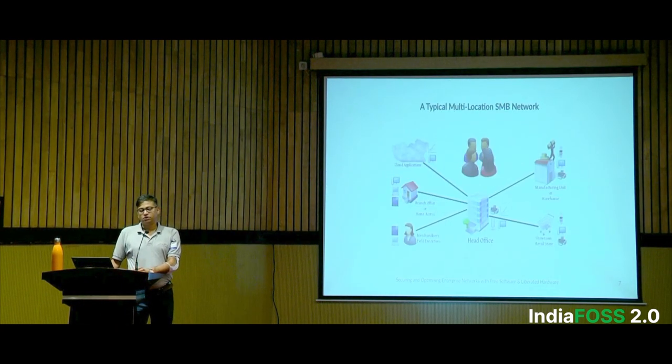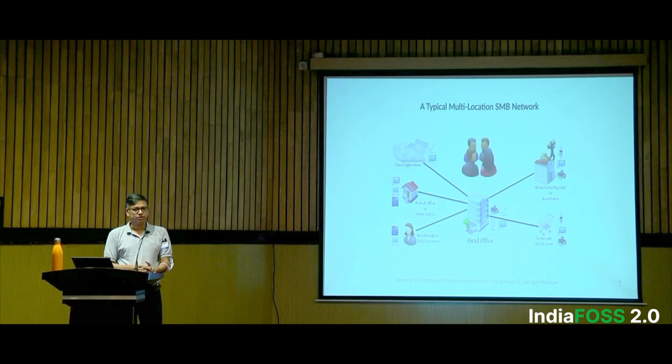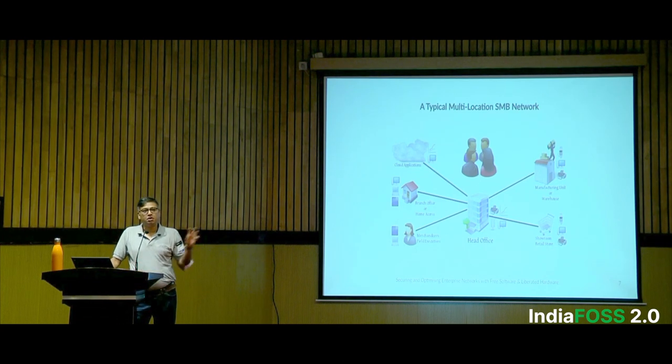This is what a typical SME network with multiple locations looks like. They have a head office, branch offices, and warehouses. A lot of our customers are retailers, so they have their stores in tier 2, tier 3, tier 4 towns across India. Then they'll have field executives and merchandisers who will go and do buying for their company so that those items can be put in the stores.